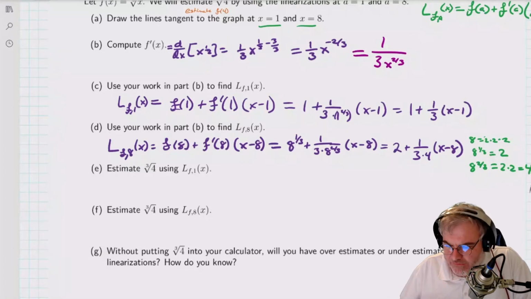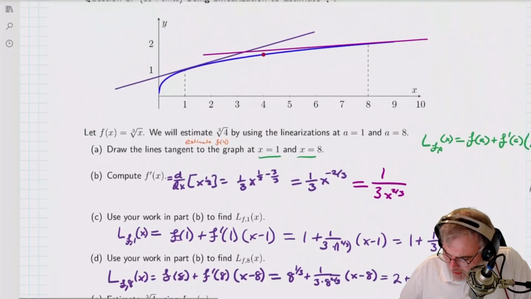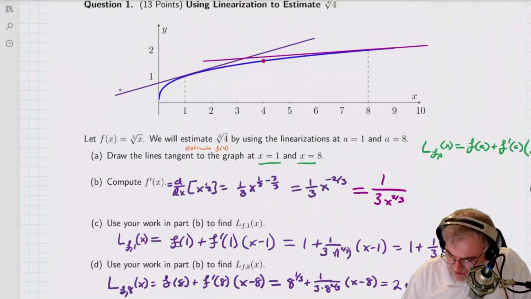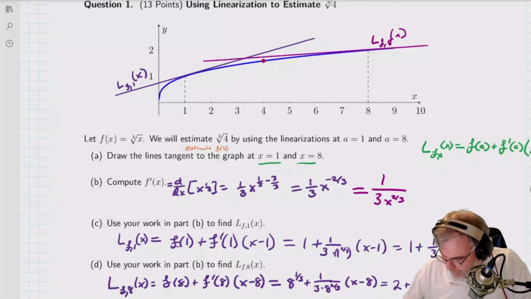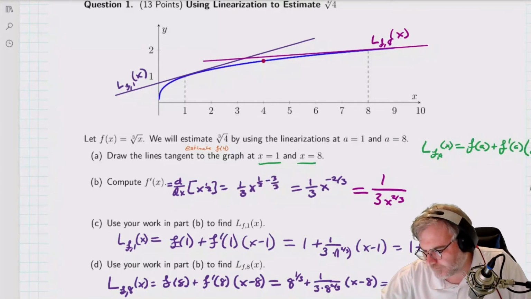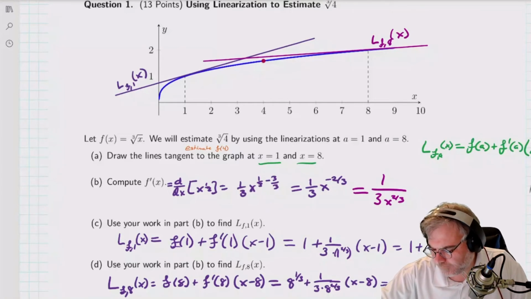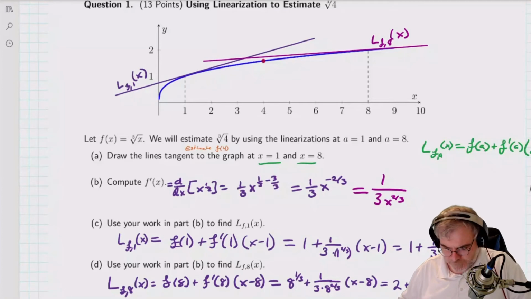Now, if I look at the lines I've drawn here, this line right here happens to be L1 of x. You didn't have to write that, but that's what that line is. And this particular line represents the function L8 of x. Try a different nib.